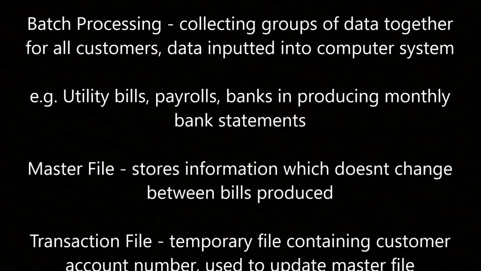Batch processing is collecting groups of data together for all customers, and data is input into a computer system. Examples are utility bills, payrolls, and banks producing monthly bank statements. The master file stores information which doesn't change between bills produced, and the transaction file is a temporary file containing the customer account number used to update the master file.